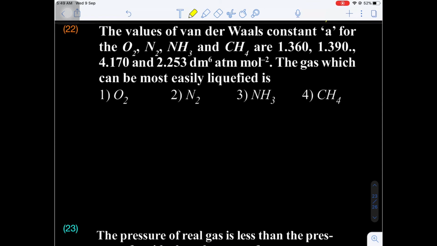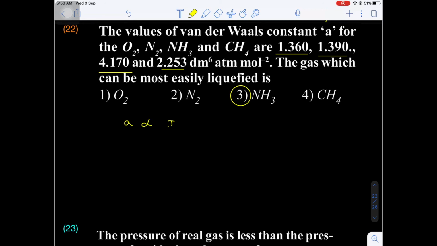Now question number 22. The values of the van der Waals constant a for oxygen, nitrogen, ammonia, methane are given to you as 1.36, 1.39, 4.17 and 2.253 dm⁶ atm mol⁻². Which gas can most easily liquefy? Obviously, as intermolecular force of attraction increases, van der Waals constant a increases. When a increases, the gas easily undergoes liquefaction. So the option will be ammonia, because ammonia has the highest van der Waals constant a. Are you getting my point?